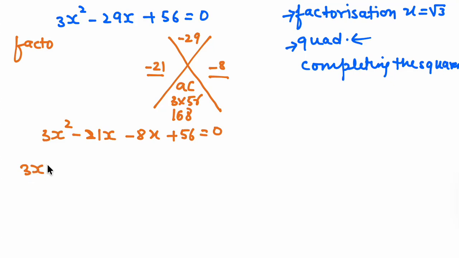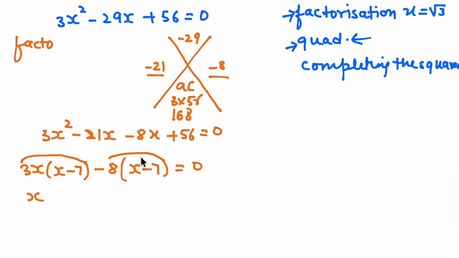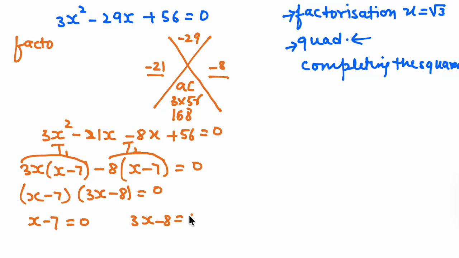So taking 3x common, x minus 7, then taking minus 8 common, x minus 7, is equal to 0. Taking x minus 7 common from both terms, we get (x − 7)(3x − 8) is equal to 0. Now applying the zero property, x minus 7 is equal to 0 or 3x minus 8 is equal to 0. So x is equal to 7 or x is equal to 8 by 3.